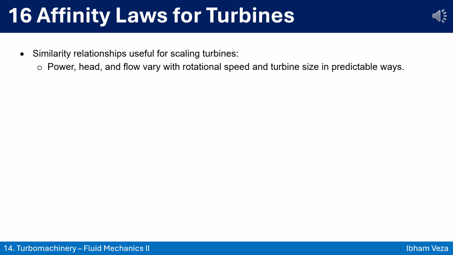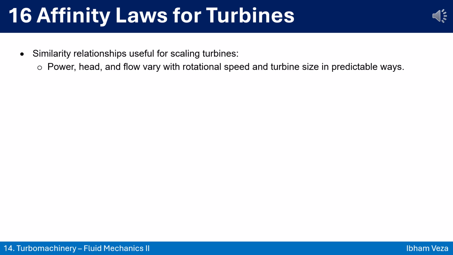Double the rotational speed and the flow rate doubles, while the head climbs by a factor of 4 and the power surges 8-fold. Enlarge the runner by 10% and the flow grows with the cube of the diameter, the head with the square, the power with the fifth power.